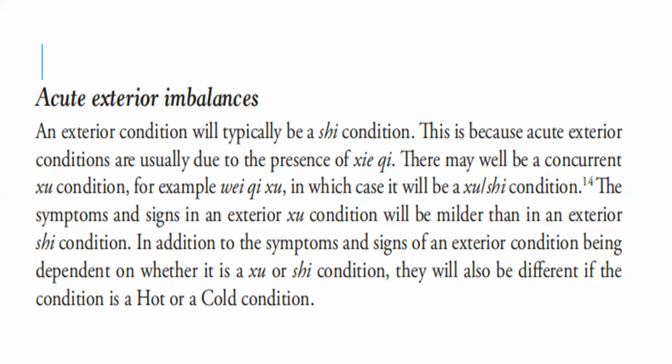There may well be a concurrent deficient condition, for example, wei qi deficiency, in which case it will be a deficient and excess condition. The symptoms and signs in an exterior deficient condition will be milder than in an exterior excess condition. In addition to the symptoms and signs of an exterior condition being dependent on whether it is a deficient or excess condition, they will also be different if the condition is a hot or a cold condition.